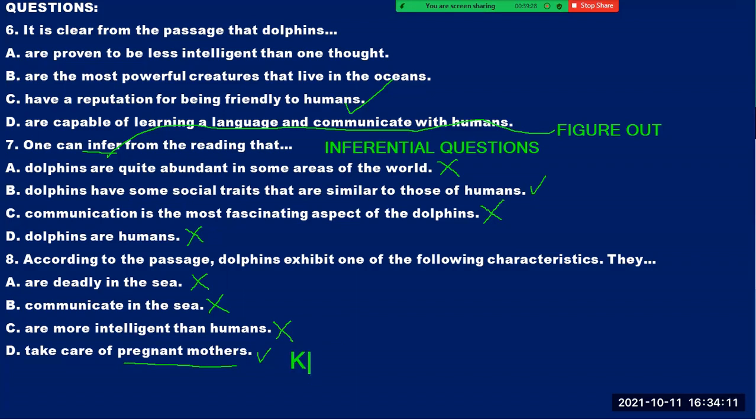keywords. And then keywords will give you context clues. All right? You pick the keywords. Now, what are the keywords in this option? Taking care of, and then pregnant mother. We are looking for information that is related to these keywords. That will give us the clue. When we find this in the passage, that gives us the evidence.